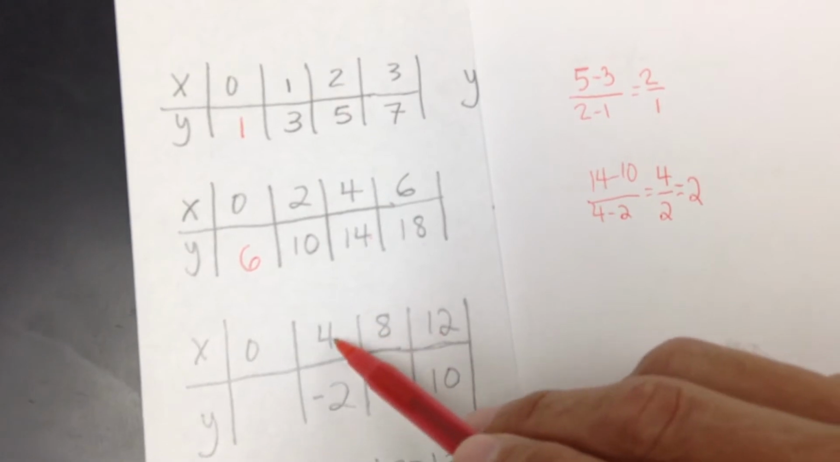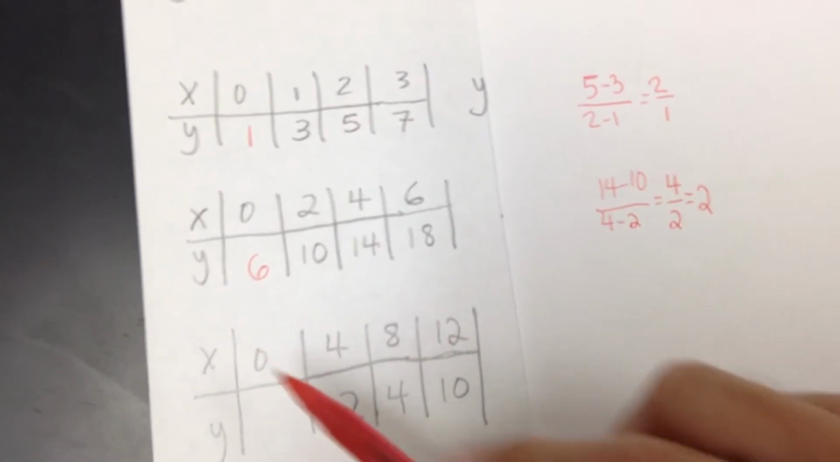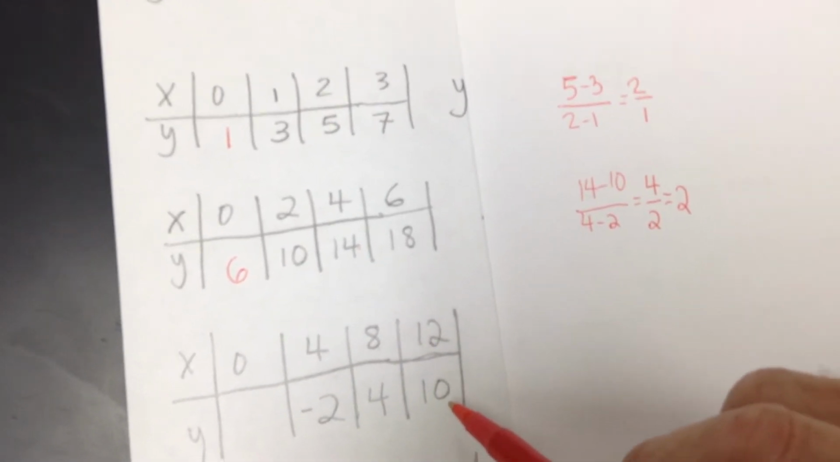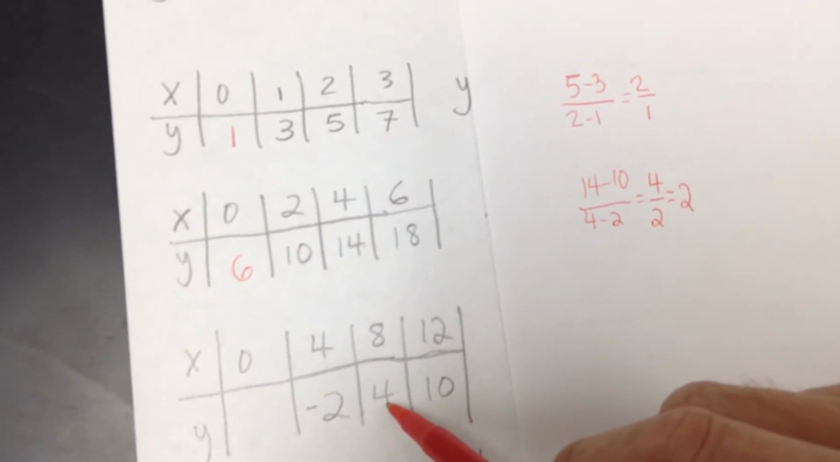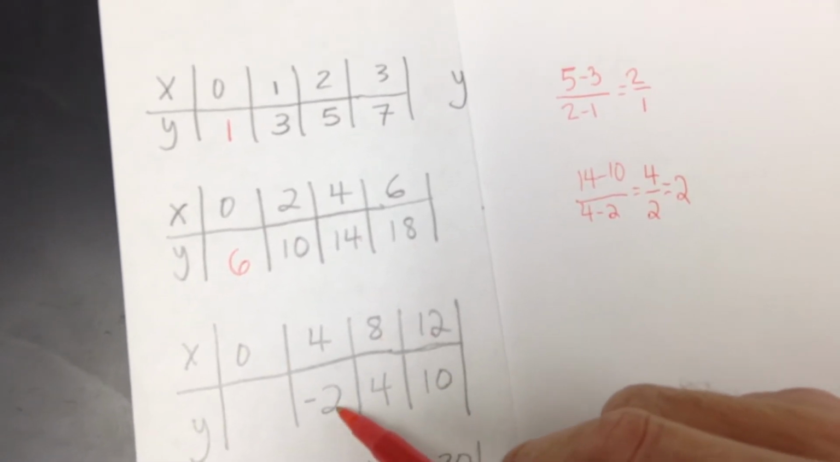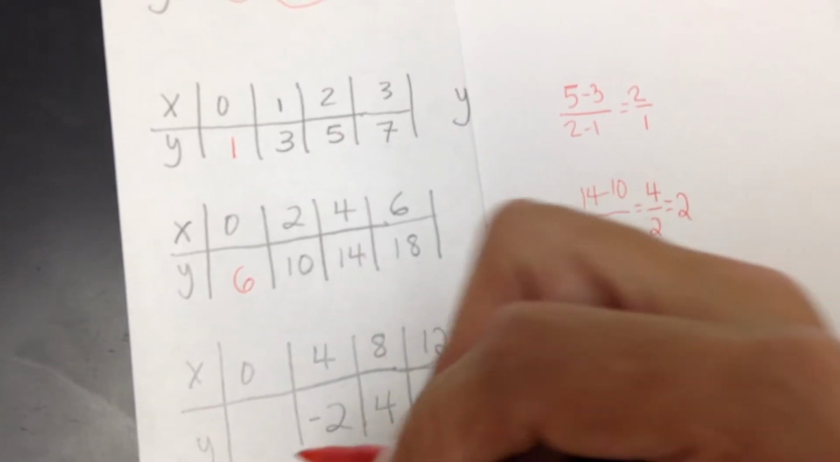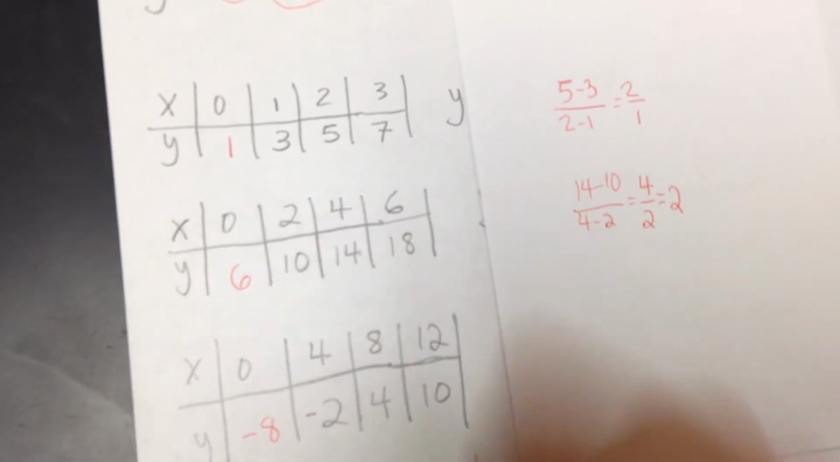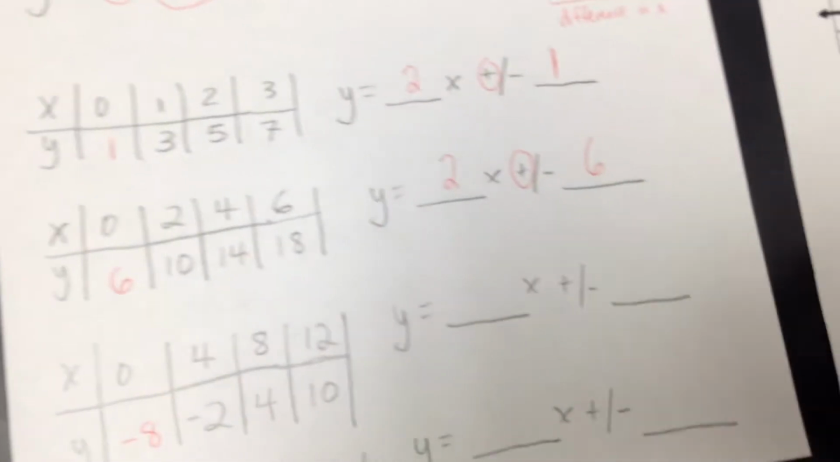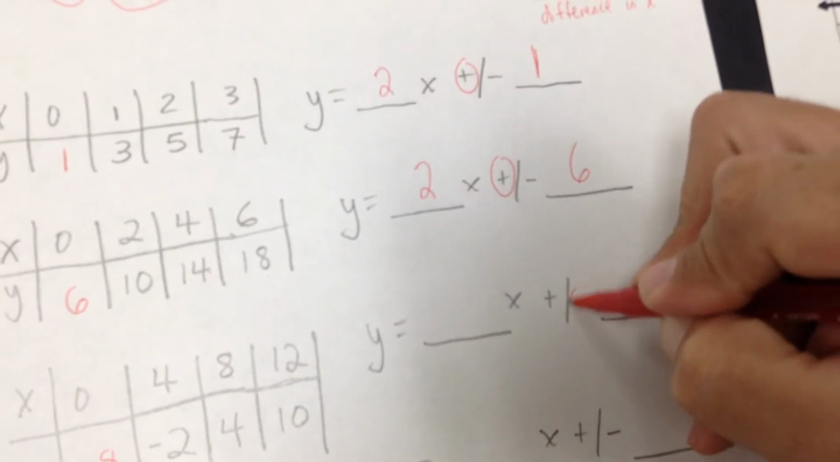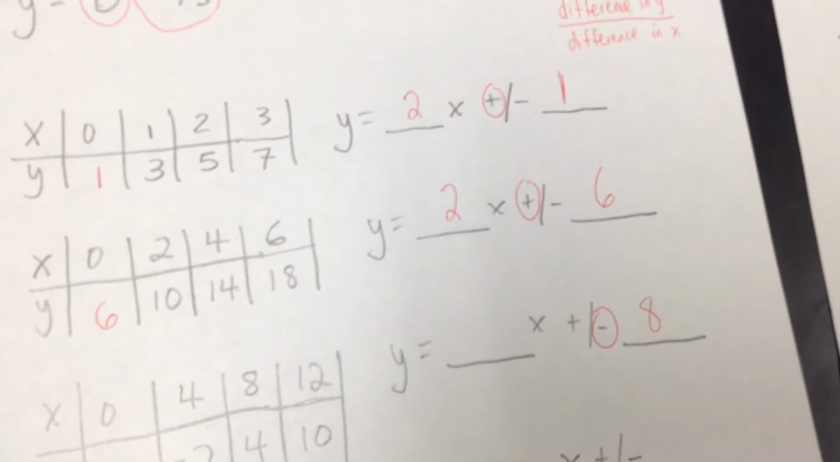12, 8, 4, 0. That's going down by 4 every time. And when that happens, the y value is going down from 10 to 4, which is -6, and 4 to -2 is -6. So that means I got to subtract 6 more, which gives me an answer of -8 for that one. So I come over here, I circle the fact that it's -8.